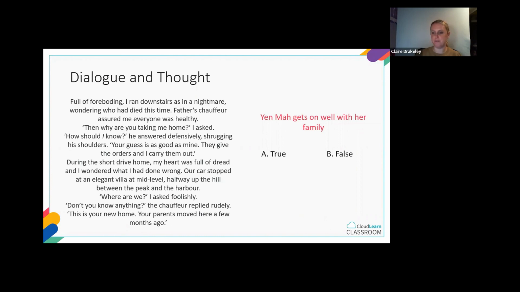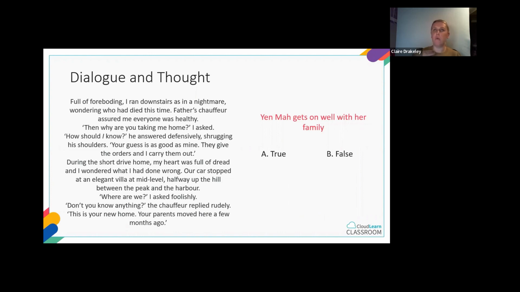Well, what I could see is it says, your parents moved away a few months ago. Yeah. Almost as if she doesn't know where they live. She doesn't even know that her parents have moved away. No, she doesn't know where her own home is. No, she has no idea. Yeah, well done for picking up on that, Rodri.